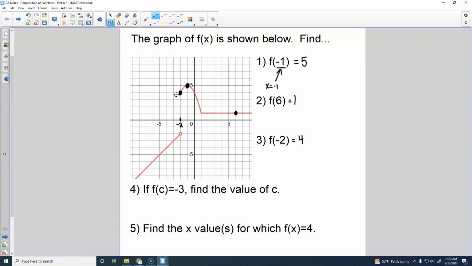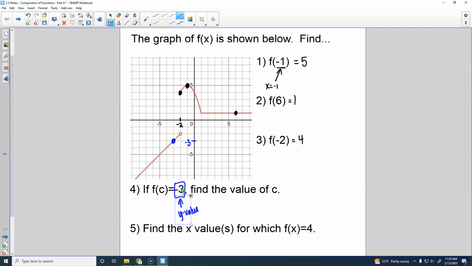Number 4 asks a little bit differently. It says if f of c equals -3, find the value of c. So this -3 right here is not our x value this time. What is it? This is our y value. So -3 is right here. We're looking for where that graph is going to have a y value of -3. That is going to be at this point right here.